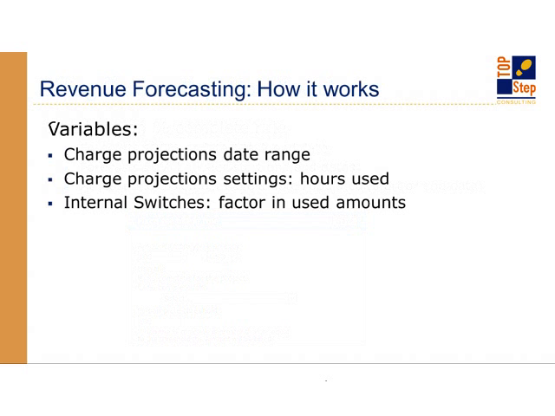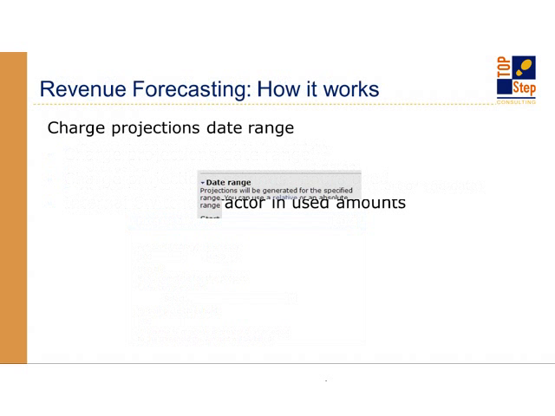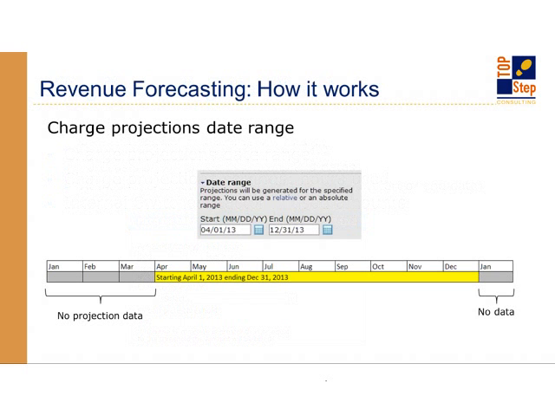So the first of those variables is your charge projections date range. If you've ever looked at your charge projection screen, you know that you can set a date range between which the system will generate revenue and charge projections. So we've set it up to start on April 1st through the end of 2013. What that means is there is no data to report on before that date or after that date. So if you're running a report for January through December of this year, there will be no forecasted data in January, February, and March because you've set the date range accordingly.